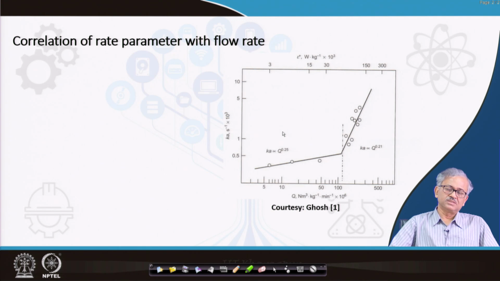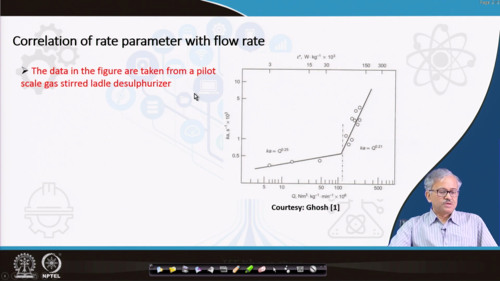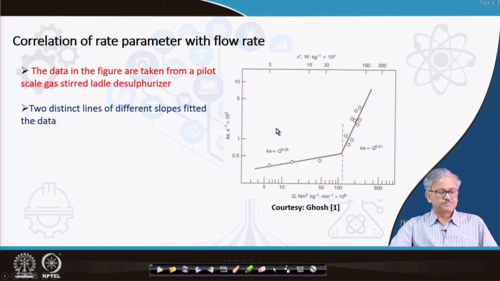It basically increases because of the specific surface area increment. The data in the figure are taken from a pilot scale gas-stirred ladle desulphurization. This is the data you can find. This is from the pilot scale gas-stirred ladle, and two distinct lines with different slopes are fitted to the data that we have just discussed.